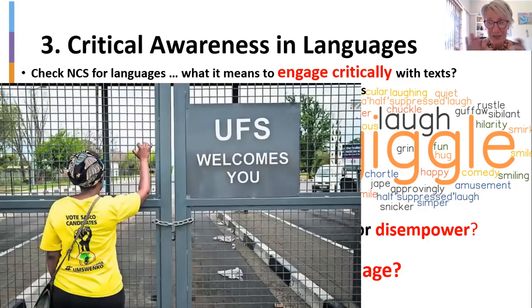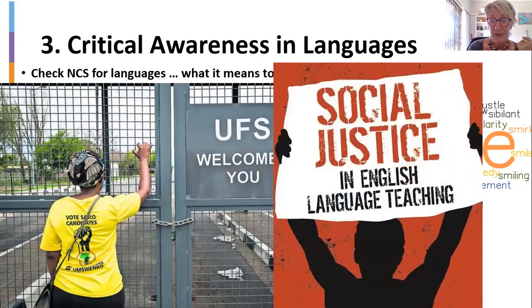Here's a visual of someone being excluded. It says UFS welcomes you, but the student is behind these gates, there's a lock, there's a chain, and she's very much been barred from that area. It's what language can do to people. So CAPS says that you've got to be aware of social justice within your classroom and how you use language to include or exclude your students, and how that can happen within your language teaching.